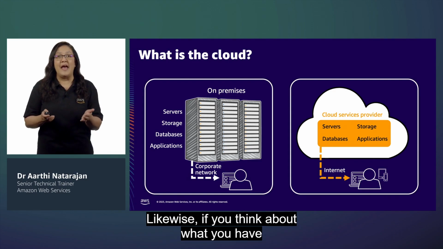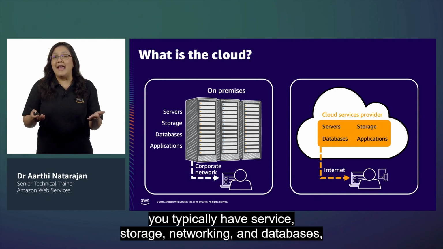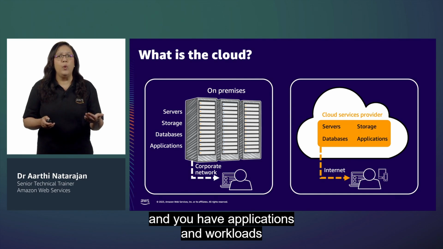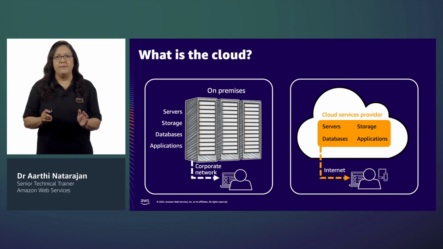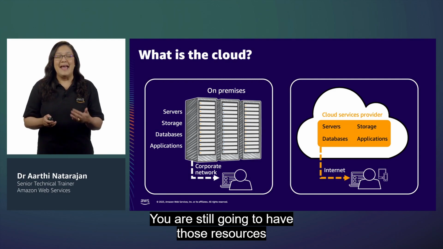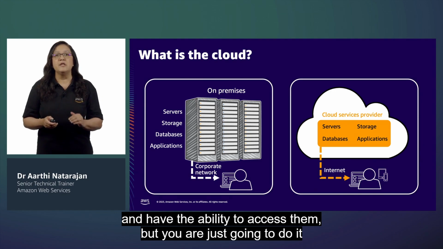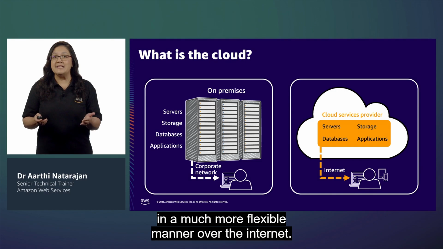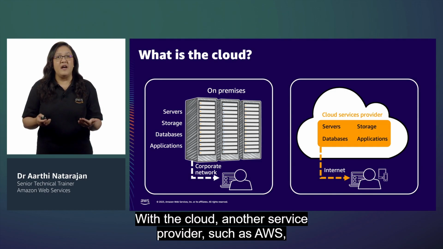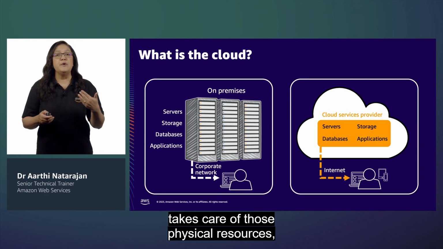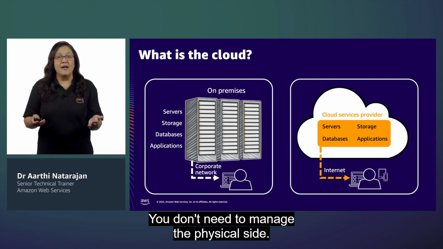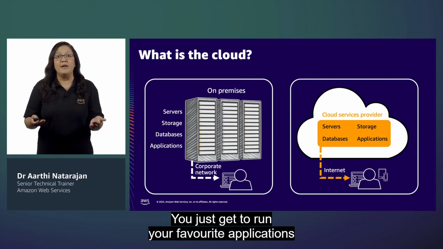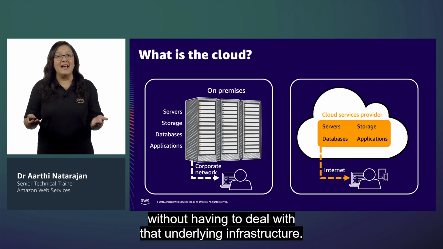Likewise, if you think about what you have in your on-premise data center, you typically have servers, storage, networking, and databases. And you have applications and workloads running on these physical resources. The cloud doesn't operate all that differently. You're still going to have those resources and have the ability to access them, but you're just going to do it in a much more flexible manner over the internet. With the cloud, another service provider, such as AWS, takes care of those physical resources such as servers, storage, networking for you. You don't need to manage the physical side. You just get to run your favorite applications without having to deal with that underlying infrastructure.